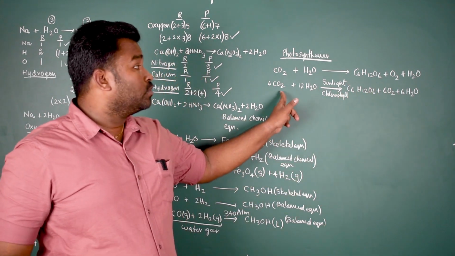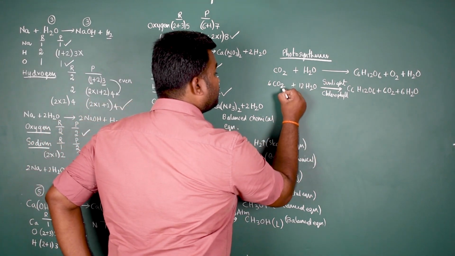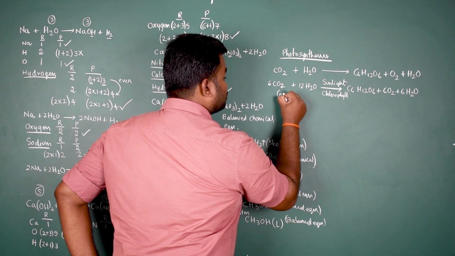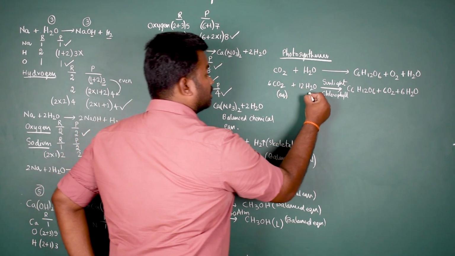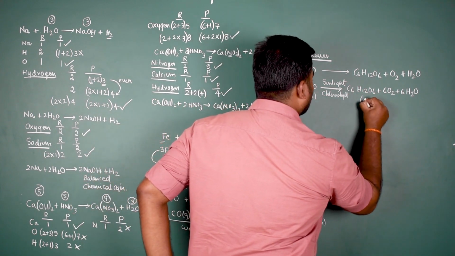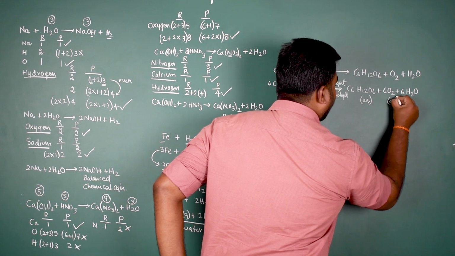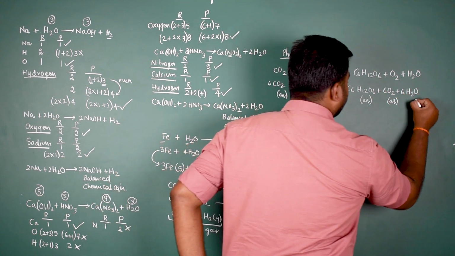Understood? And if you are looking at the states of the substances, your CO2 is in aqueous state because it is dissolved in water, which is in liquid state, whereas C6H12O6 is also in the aqueous state as it is dissolved in water. Here oxygen is also in the aqueous state because it is dissolved in water, and this is in liquid state.